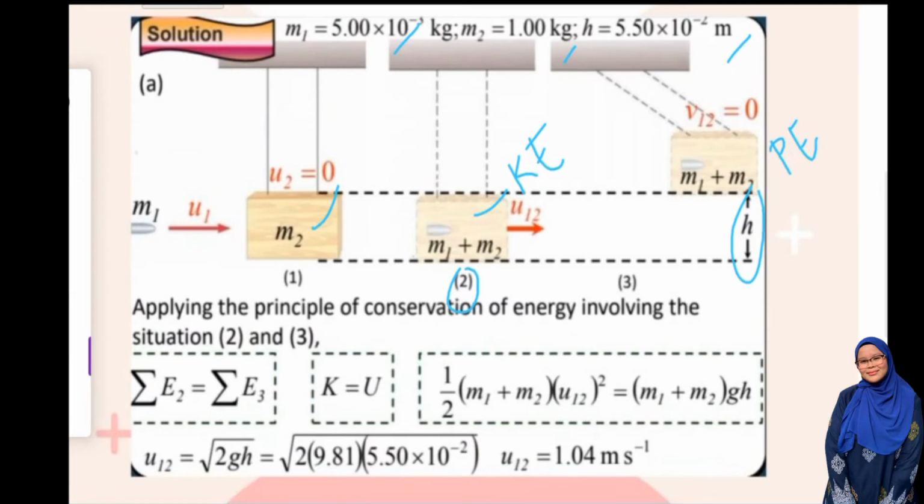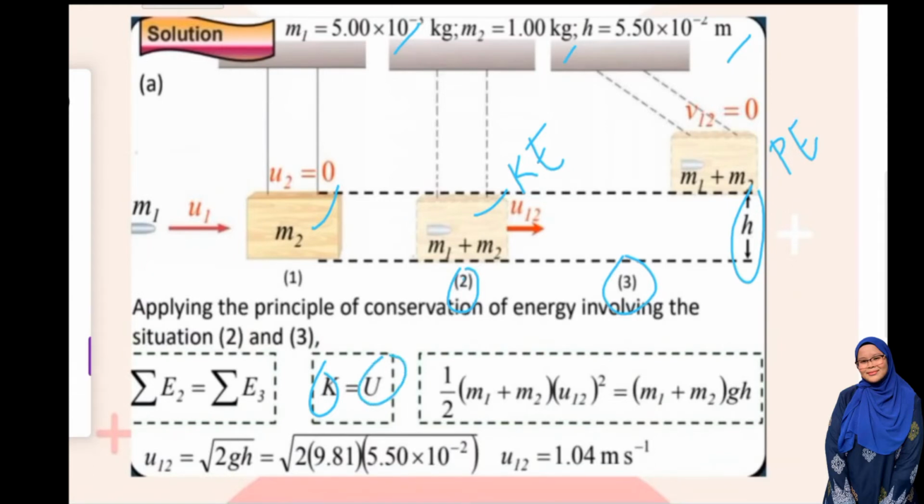Okay, first, the principle of conservation of energy states that total energy initial is equal to total energy final. So kita ambil, because the question asks us to find the initial speed for the bullet, so we take condition 2 and 3 sebab dia ada conservation of energy. And then total energy at condition 2 is equal to total energy at condition 3. So at condition 2 we have kinetic energy, and at condition 3 we have potential energy, which is U.